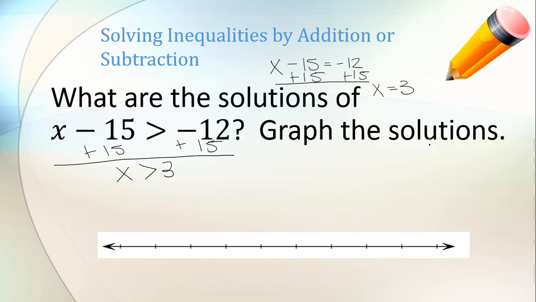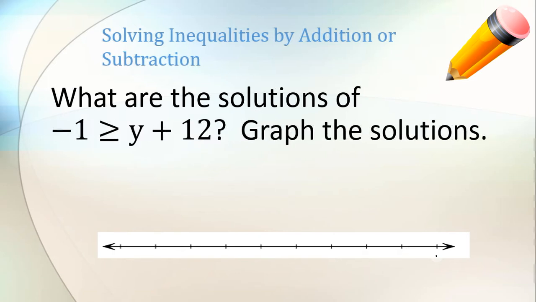And then they say graph it. So x is greater than 3. So I'm going to put my numbers. I got 2, 3, and 4. Open dot at 3. And then my arrow is pointing to the right. Pretty simple, right? Just pretty much what we've been doing already.